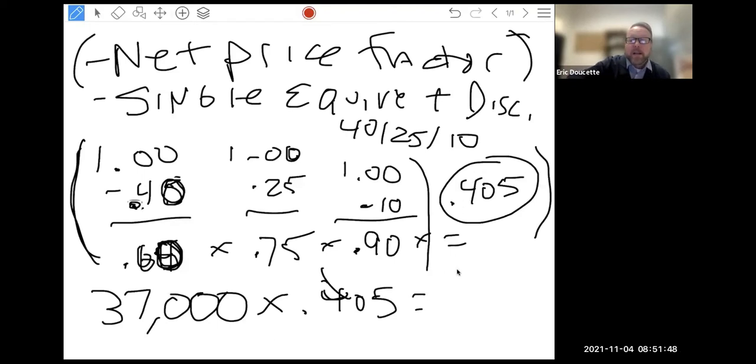That's why we call it the net price factor. So we're going to multiply that. It's $37,000. You might not be able to see this, times 0.405 equals 14,985. So that is my net price. That's what I'm going to pay. So even though I bought the items for $37,000, because I got a series trade discount of 40, 25, 10, I'm actually only going to pay $14,985 at the end of the day.